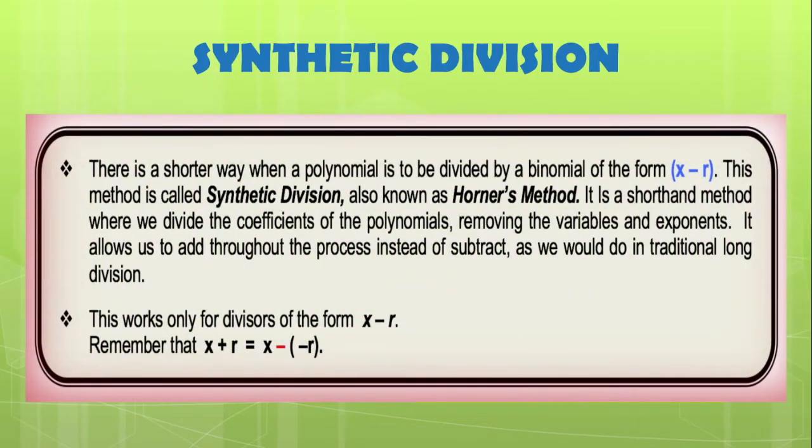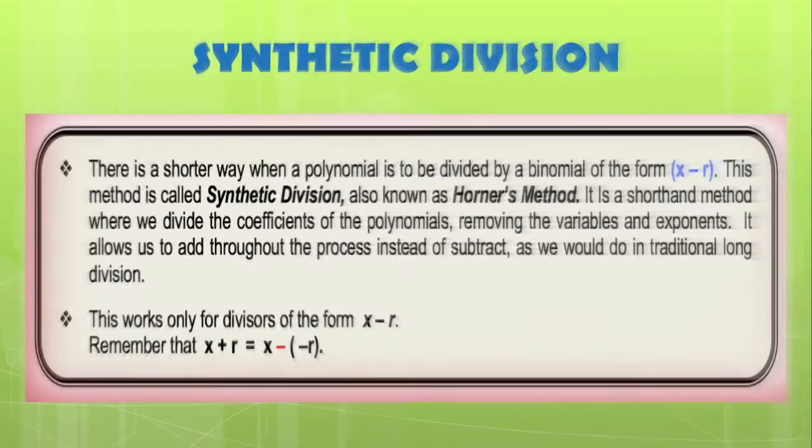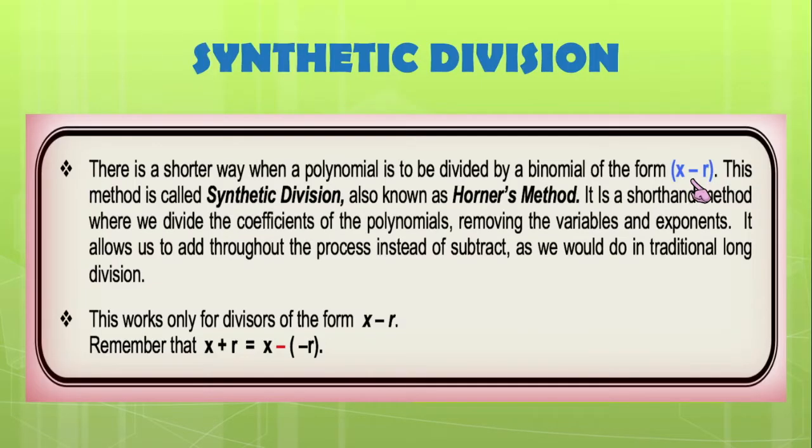Now, there's a shorter way when a polynomial is to be divided by a binomial of the form x minus r. This method is called synthetic division, also known as Horner's method. It is a shorthand method where we divide the coefficients of the polynomials, removing the variables and exponents. It allows us to add throughout the process instead of subtract, as we would do in traditional long division.